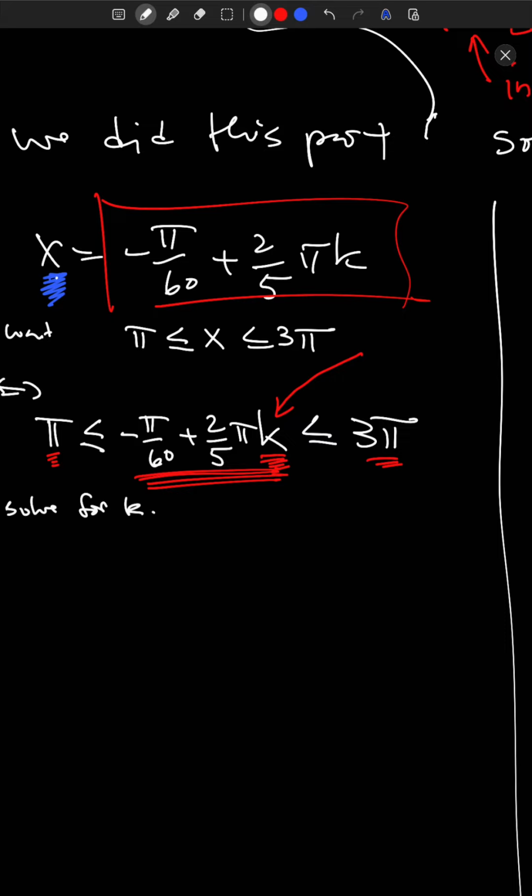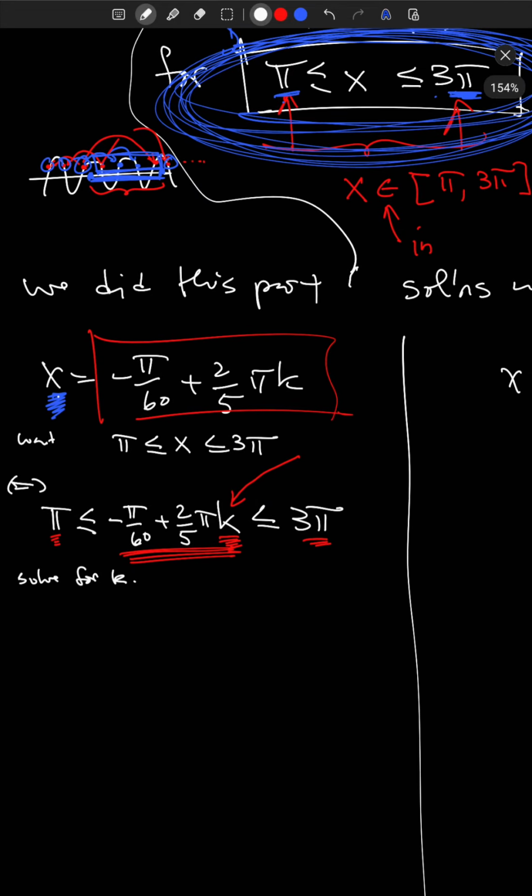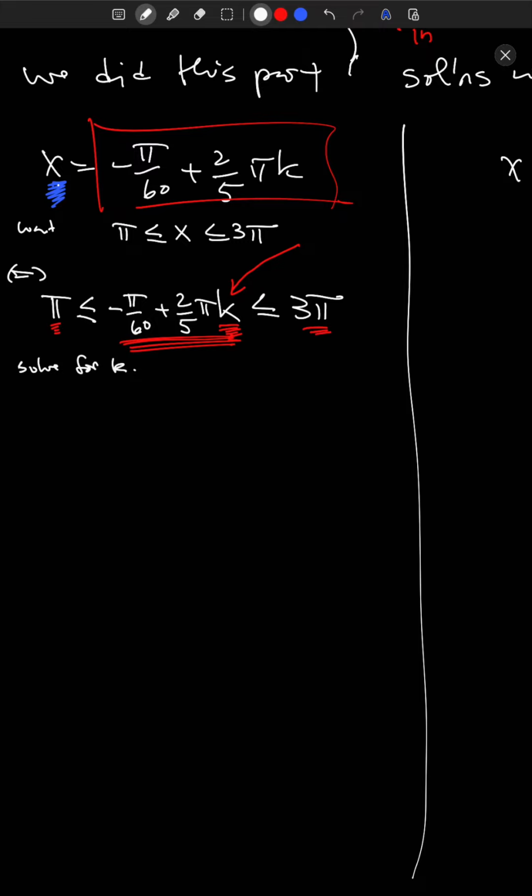And that will give me a few solutions. All right. Okay, so here again, this is purely algebra. I'm doing algebra in terms of inequalities, right? Solving inequalities. One thing you'll very frequently notice for these problems, pi here, pi there, pi there, pi there.